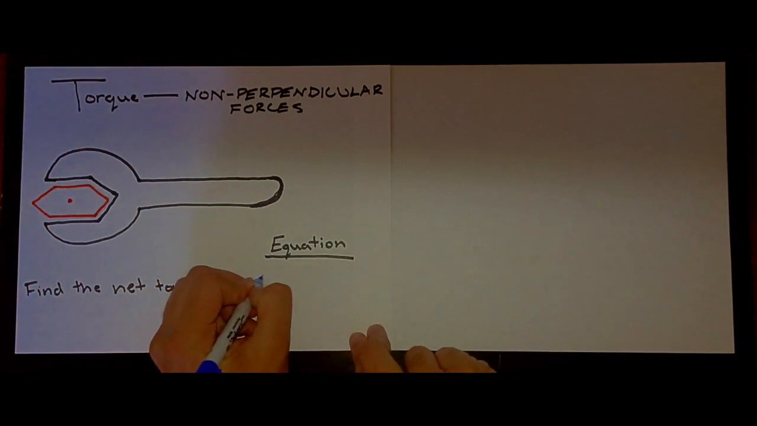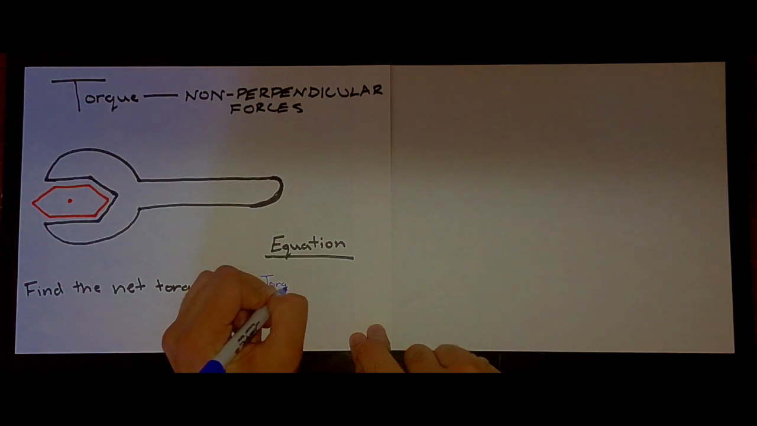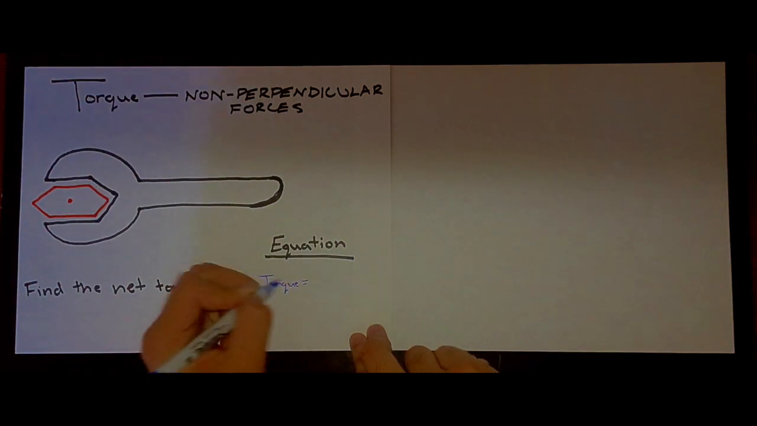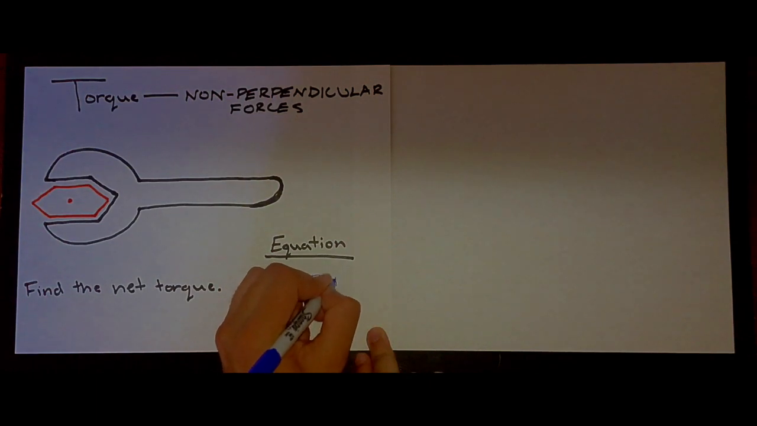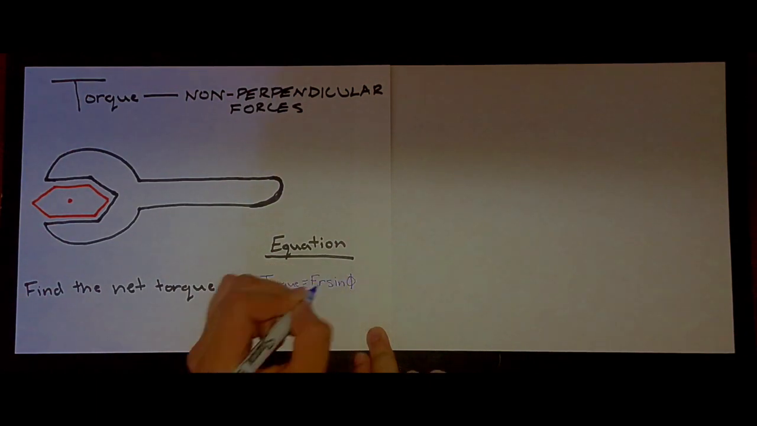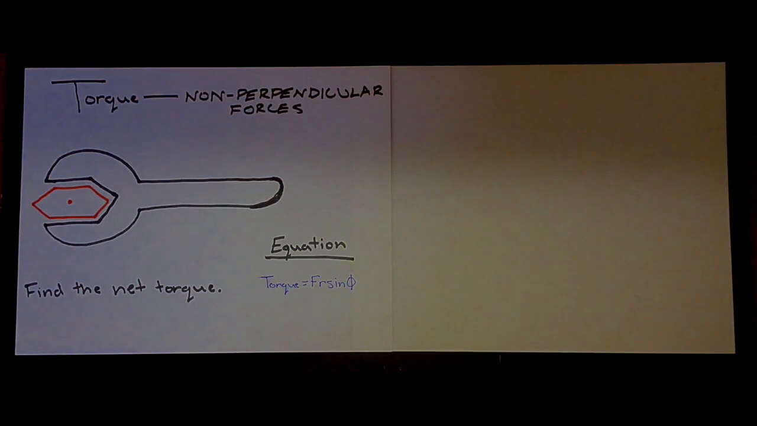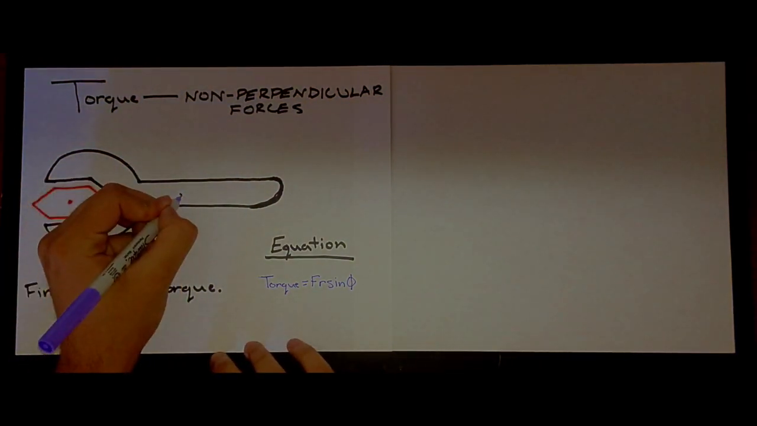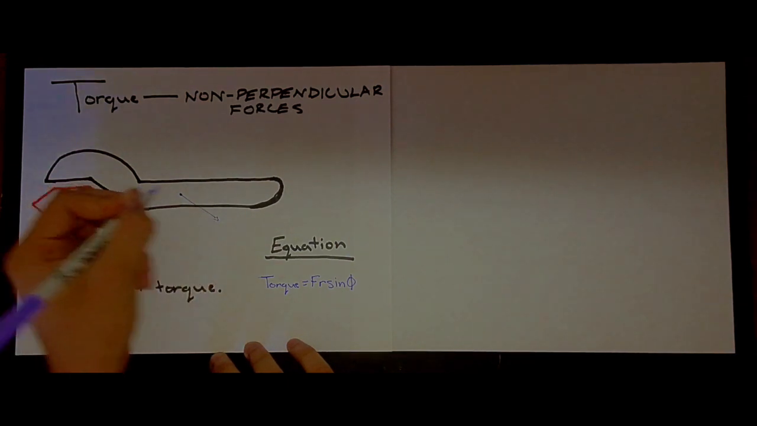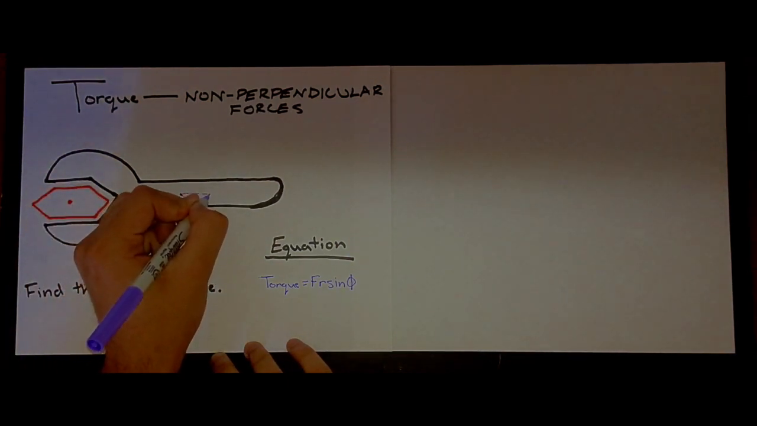Here we are showing how to solve for torque involving a non-perpendicular force. With non-perpendicular forces, we would use the equation torque is equal to force times R times sine of phi. In this example of a wrench turning a bolt, our job is to find the total net torque created by the two forces applied at different lengths.